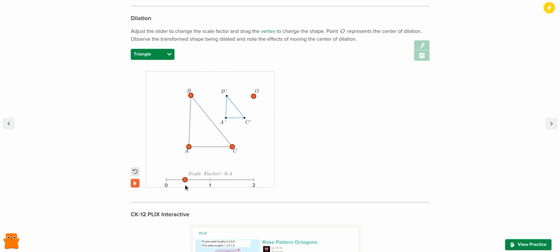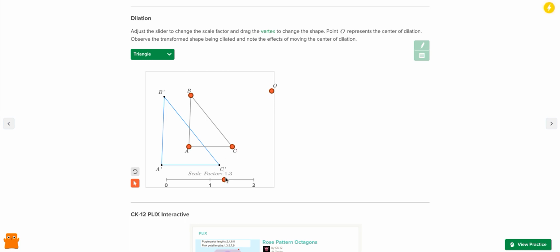All right, so you notice as I'm getting closer to 0, it's going closer to the center of dilation. And if I move the center of dilation around, it's still staying close to the center of dilation. Now, if I have mine over here and I go above 1, it's going to be moving away from my center of dilation. As the shape gets bigger and the scale factor increases, it should go further away from the center of dilation. There's a straight line right here, just like we saw in the figure above, where we're duplicating something.